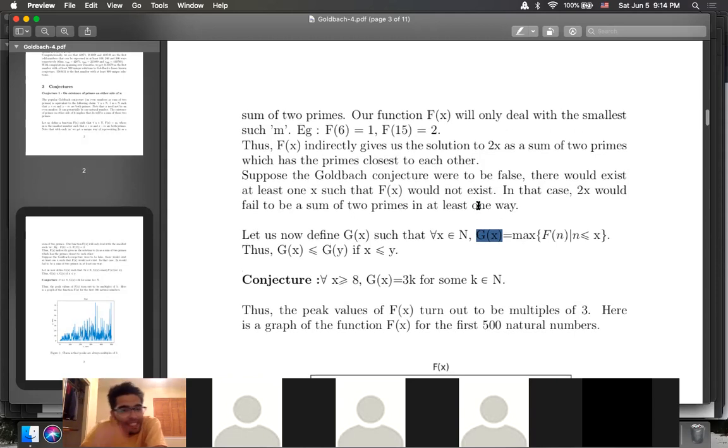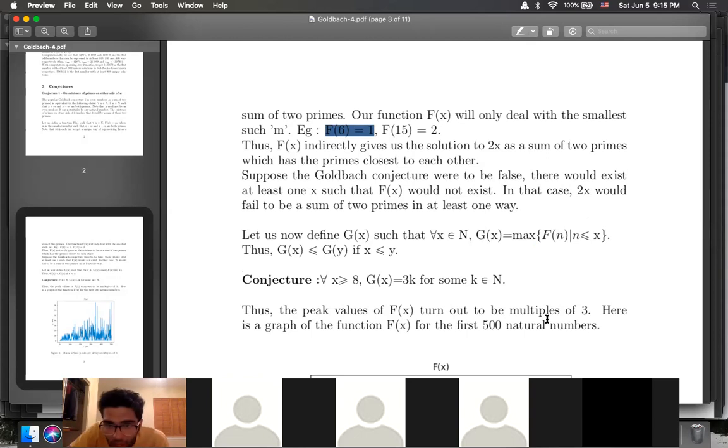So g of x is basically a step function. It will only change when the record is broken. Otherwise, it will remain constant. Let's suppose here I have f of 6 equals 1. Then I'll find f of 7, f of 8, f of 9, f of 10, whatever. But g will not keep increasing or decreasing. It will just either stay the same or suddenly jump up once the record is broken. Then again, it will stay the same.